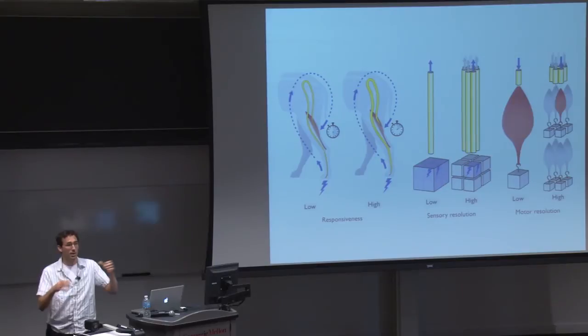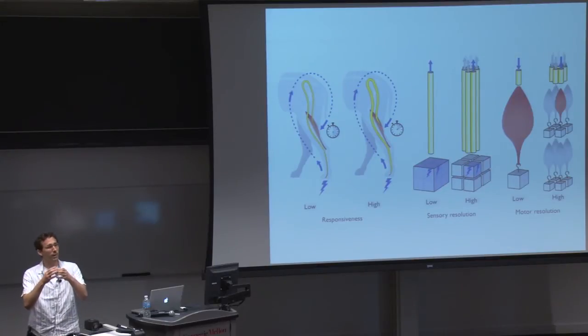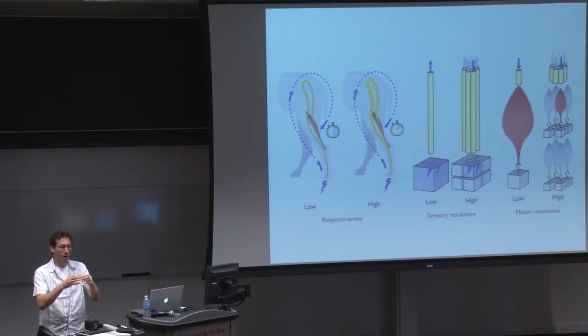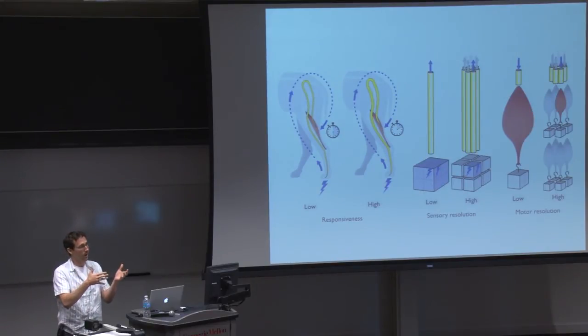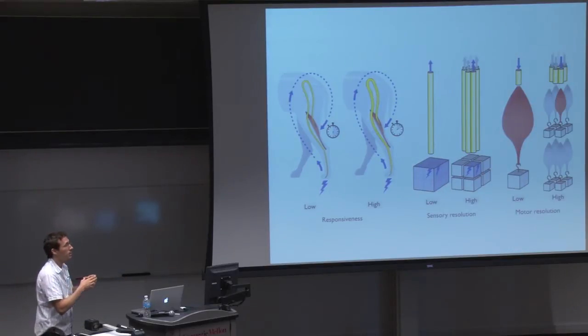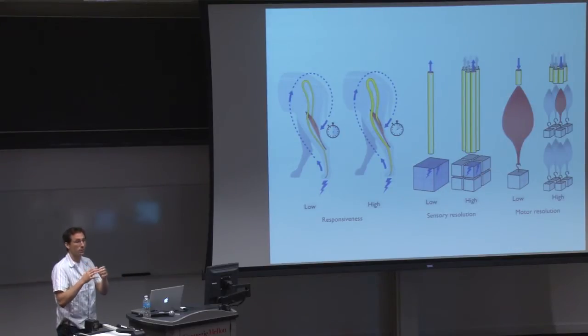There's a trade-off because in your peripheral nerve, like your sciatic nerve, you could either have a small number of large and fast nerve fibers, or a large number, giving high resolution, but slow nerve fibers in a given size peripheral nerve. And that trade-off becomes more acute with body size.